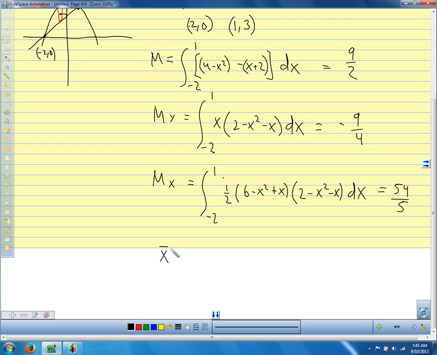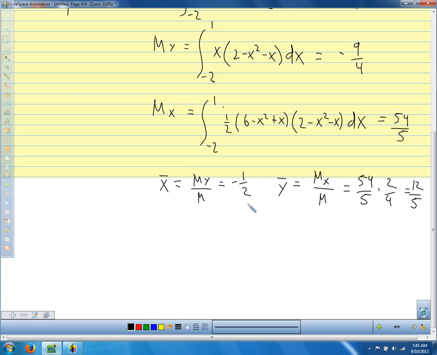And x bar is m sub y over m, which comes out to negative 1/2. And y bar is m sub x over the mass, which is 54/5 times 2/9, and I get 12/5. So my coordinates of my center of mass would be (-1/2, 12/5).